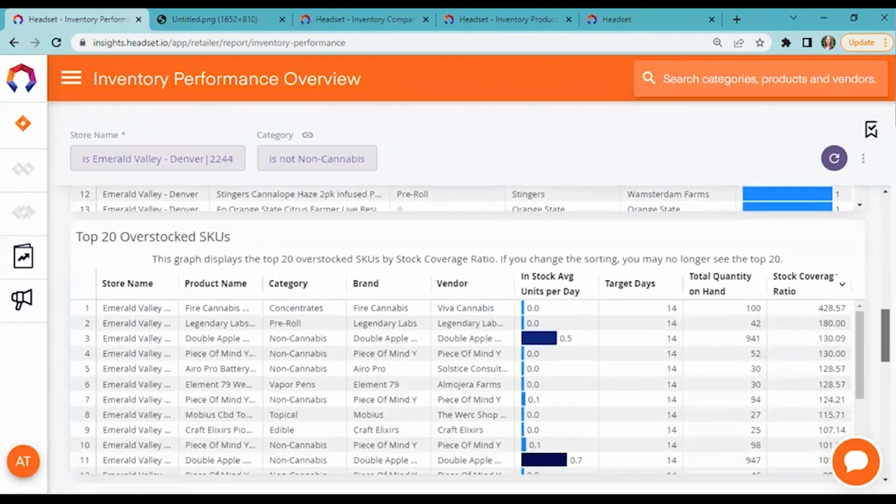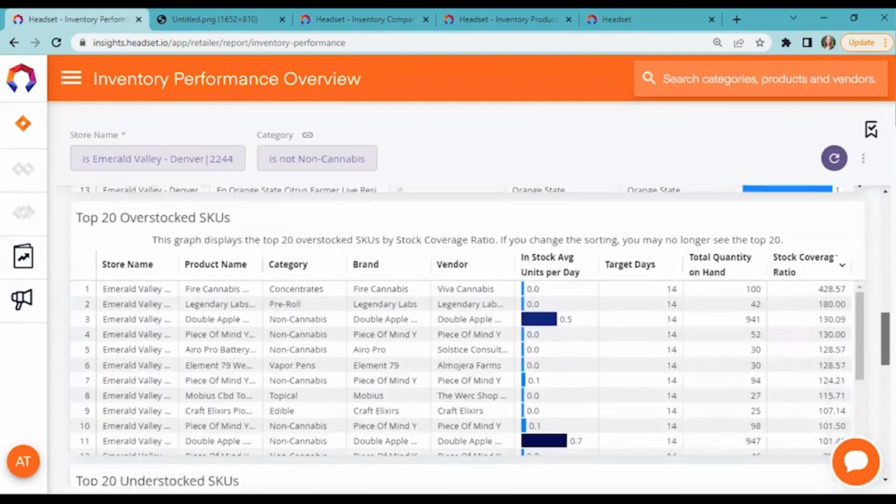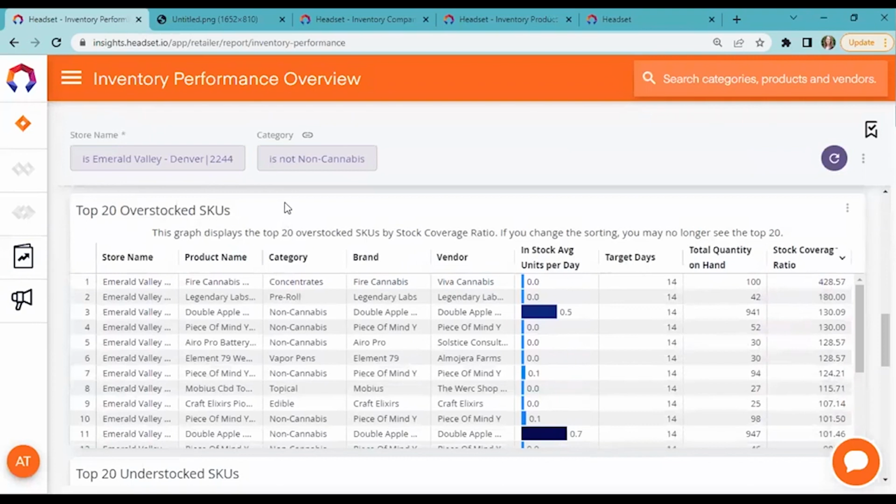The next couple are, I find, pretty interesting: the top 20 overstock SKUs. So these are ones that have just not had that many sales, are moving really slowly, and you have a lot on hand of these. And they're definitely ones to consider maybe not restocking in a long time, or maybe not restocking ever again.